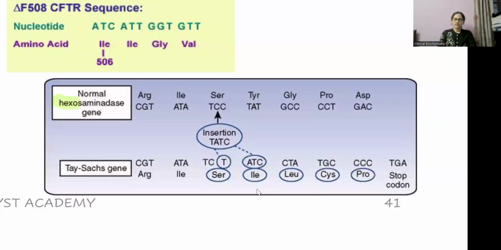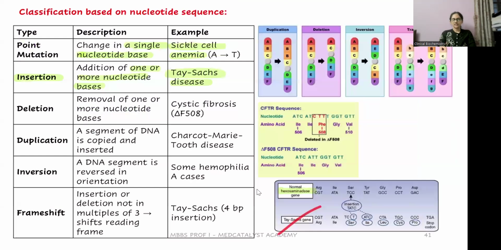So hexosaminidase normal gene, look at the sequence here, TCC-TAT. Okay. Now, Tay-Sachs gene is looking like this. There is insertion of this TATC in between. This is not at all present in the normal one, right? Rest of the thing is TCC-TA. In between TATC is the additional nucleotides, is it not? So this has been inserted. So 4 nucleotides are being inserted in between. That is what happens in Tay-Sachs. So it is an example for insertion.